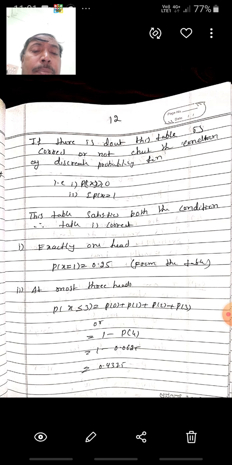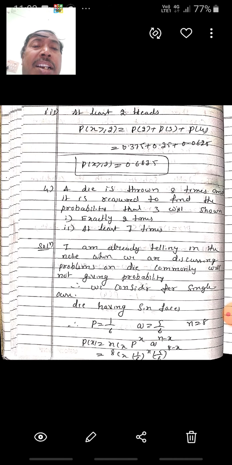At most 3, I already told you the meaning of at most. At most means either 3 or less than 3. See, probability x less than or equal to 3 means p of 0 plus p of 1 plus p of 2 plus p of 3. Or you can find 1 minus p of 4. Instead of adding the first 4 values, from 1 you subtract the last value, that is 1 minus p of 4, which gives 0.9375.